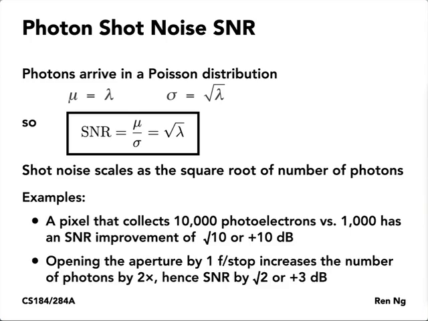Here's another example. If we open the aperture in a camera by 1 f-stop, which is a doubling of the light, that will increase the number of photons by 2x, so the SNR is going to increase by a square root of 2, following from this SNR equation up here, or plus 3 dB.